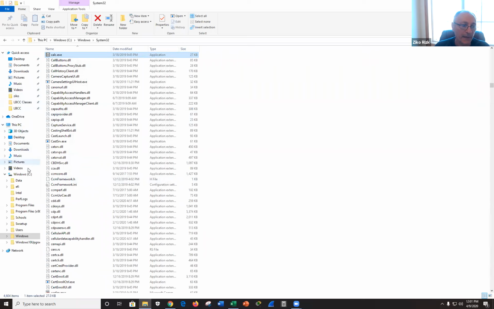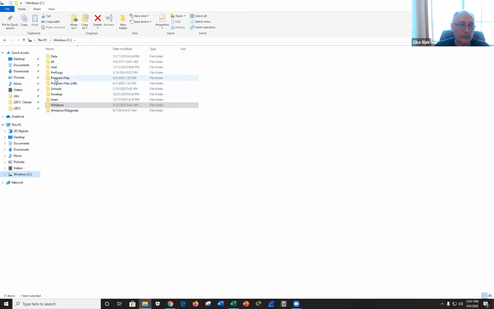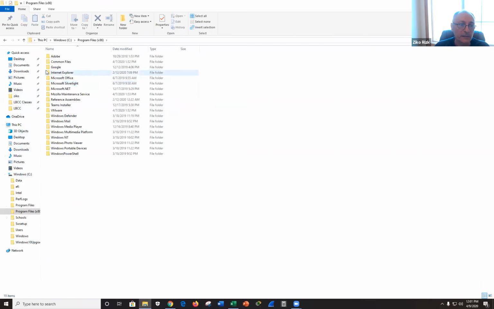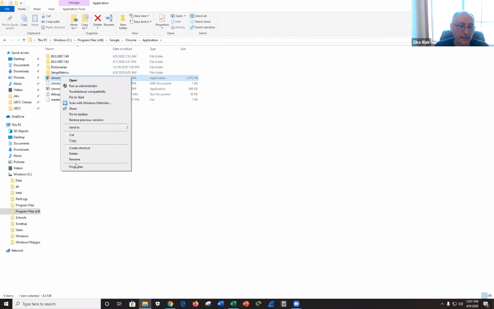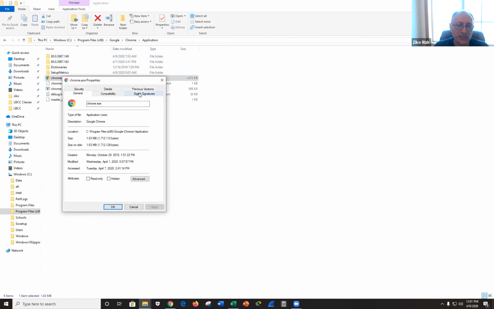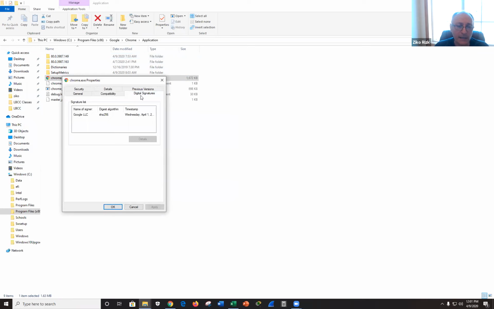So let me come back here, go to 32-bit, Google, Chrome, application, right click, Properties. You see the digital signature, everybody? So I'm going to click on it. This is telling me this is a digitally signed file. So what does that mean? What does it mean to you that this is a digitally signed file?